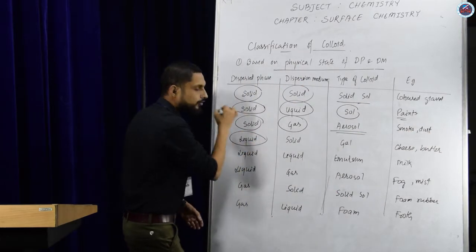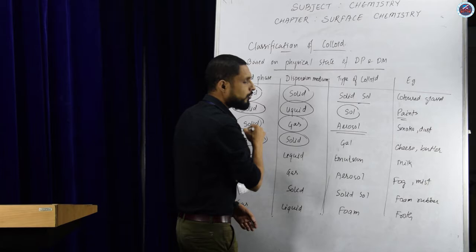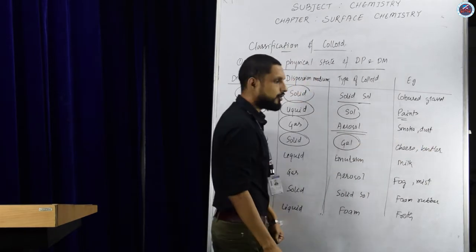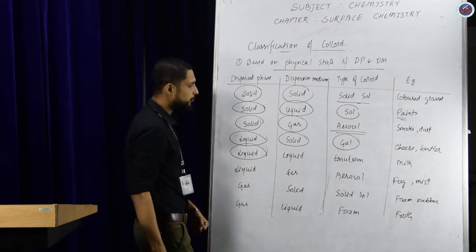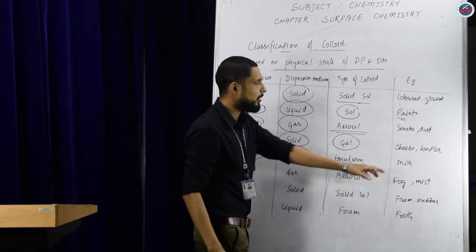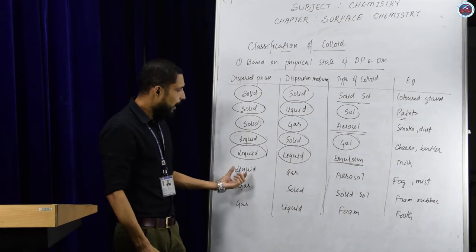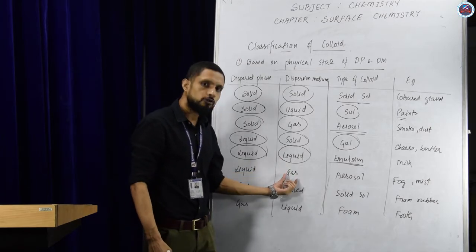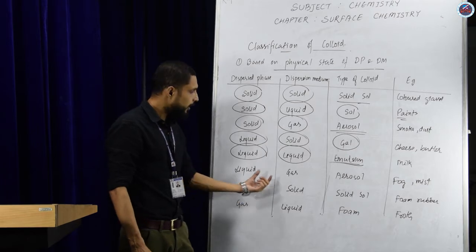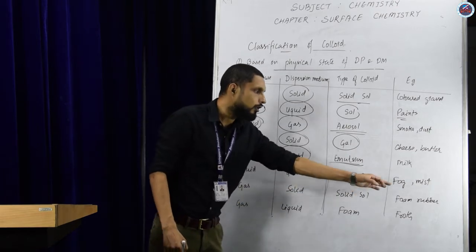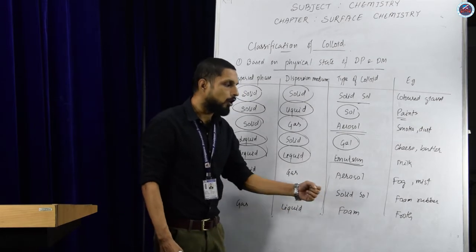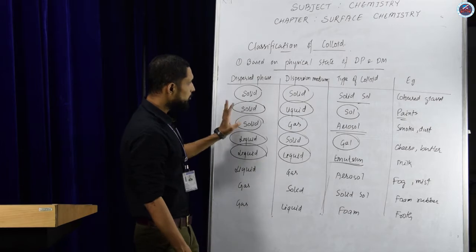If the dispersed phase is liquid and dispersion medium solid, the type of colloid is known as gel. Examples: cheese, butter. If the dispersed phase is liquid and dispersion medium is also liquid, the type of colloid is known as emulsion. Example: milk. We have liquid dispersed phase, gas dispersion medium, aerosol. Example: fog. Gas dispersed phase, solid dispersion medium, solid sol. Example: foam rubber. Gas dispersed phase, liquid dispersion medium, foam. Example: froth.